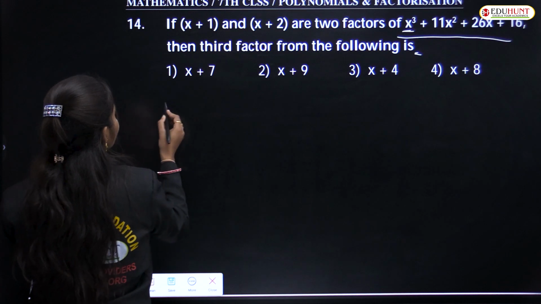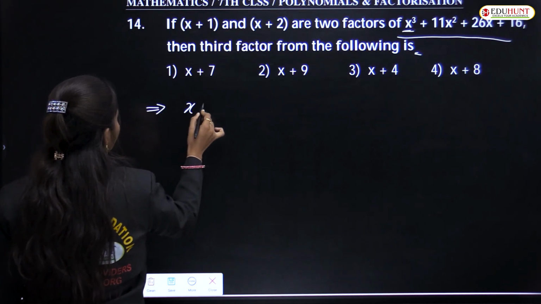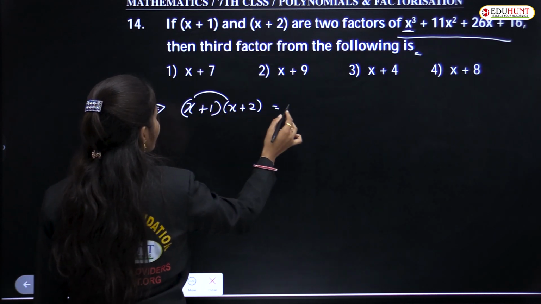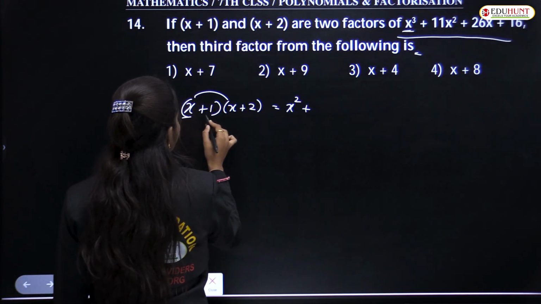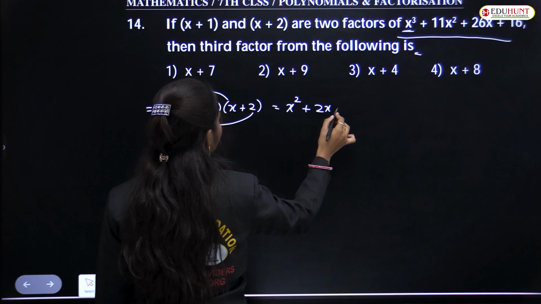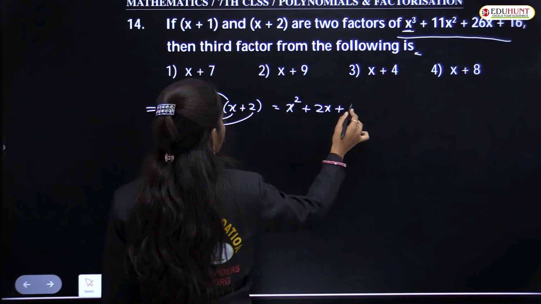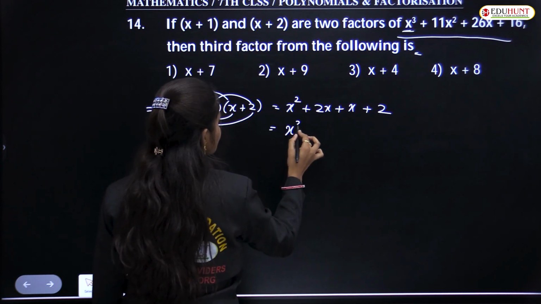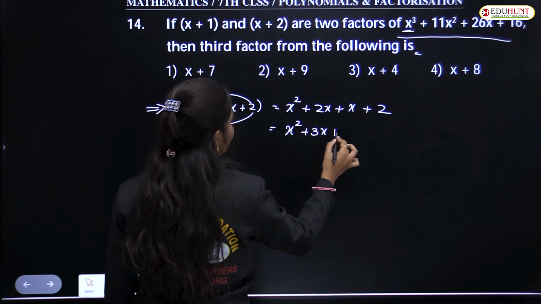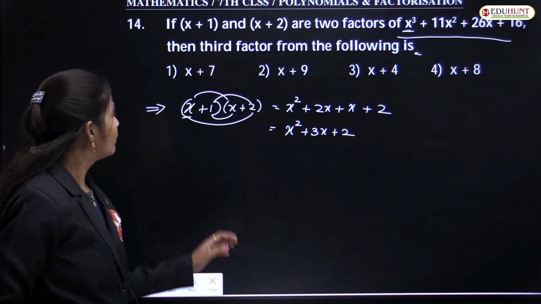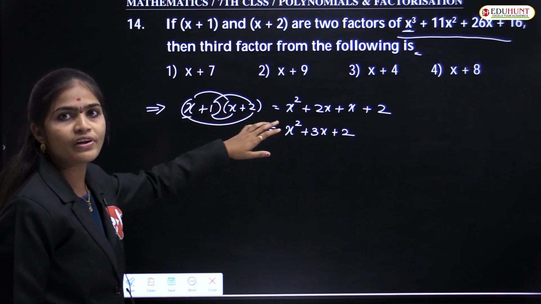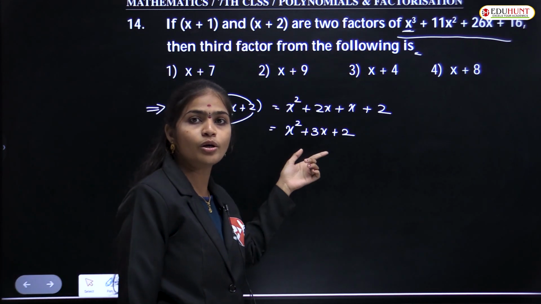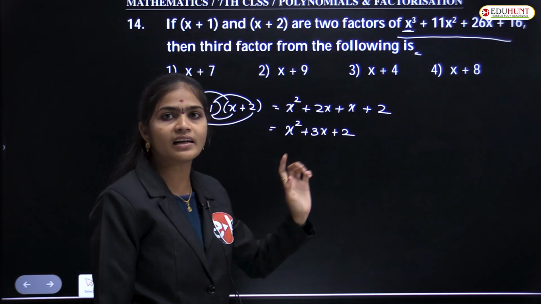So let us take the product of the 2 factors, x plus 1 into x plus 2. Then what will you get here? x into x, x square, plus x into 2, 2x, plus 1 into x, x, plus 1 into 2, 2. So which is equal to x square plus 3x plus 2. Actually, while taking the product of the first 2 factors, we are getting this polynomial. If you divide the given polynomial with this polynomial, then you will get the third factor.